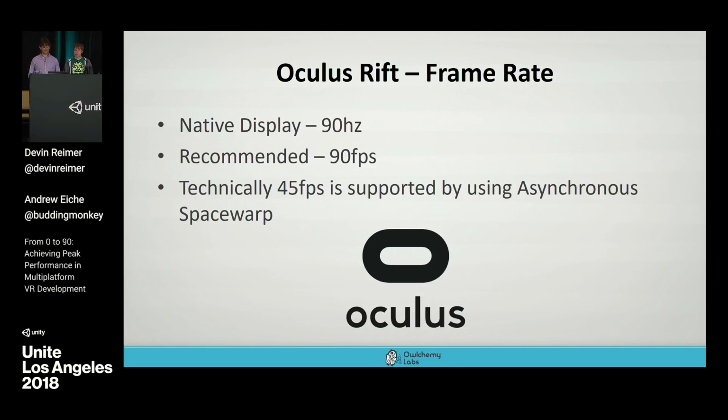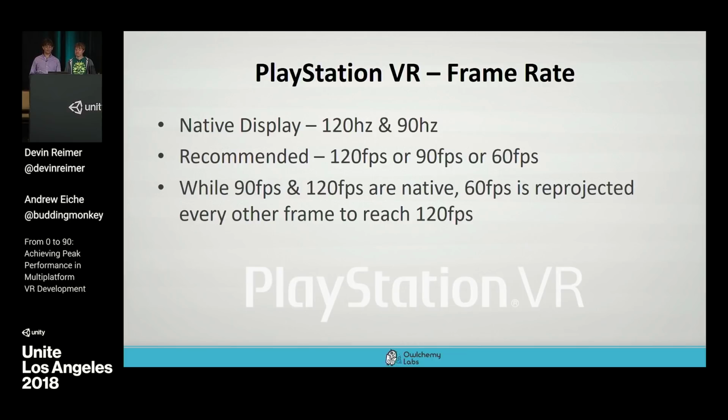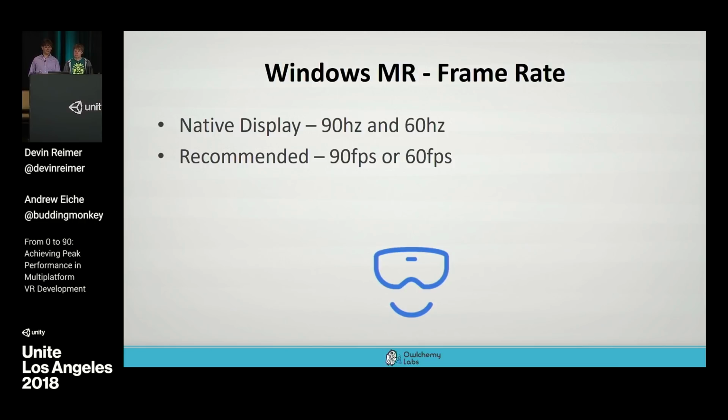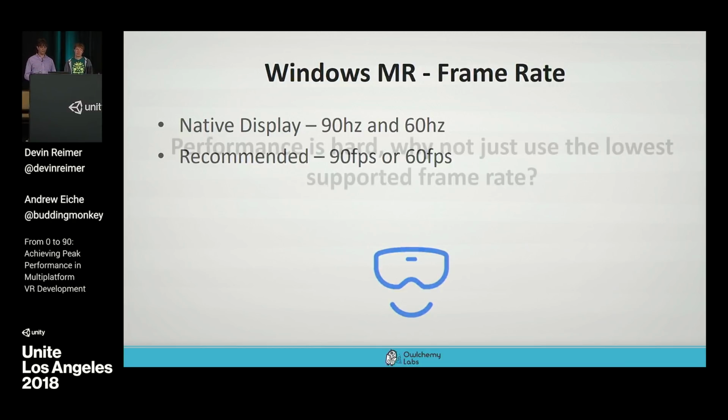On Oculus, the native display is at 90 hertz. Again, we recommend 90 frames per second, and technically, Oculus supports 45 frames per second by using asynchronous space warp. On PlayStation VR, the native display can run at either 120 or 90 hertz. The recommended is 120, 90, or 60. And while 90 and 120 are native, 60 frames per second is reprojected every other frame to reach 120 FPS. And on Windows MR, the native displays run at either 90 hertz or 60 hertz, so it's recommended to target 90 frames per second or 60 frames per second.